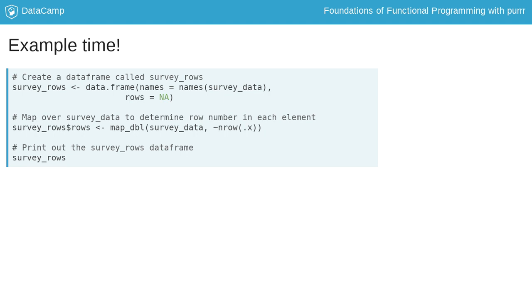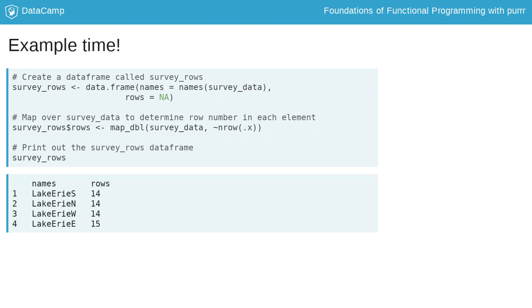Next we'll use map_dbl to create a vector of numbers. Our first argument is the survey_data list. Our second argument is the tilde symbol followed by the nrow function. Inside nrow we put .x to represent where each element of the survey_data list should be placed. We then assign map_dbl to the rows column in the new data frame that we created.